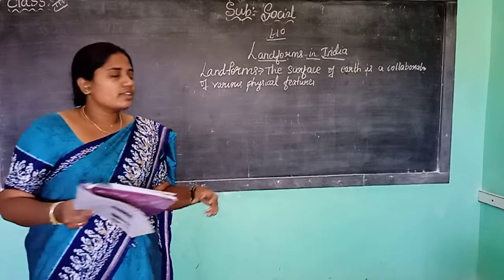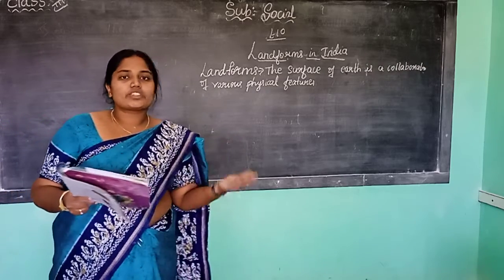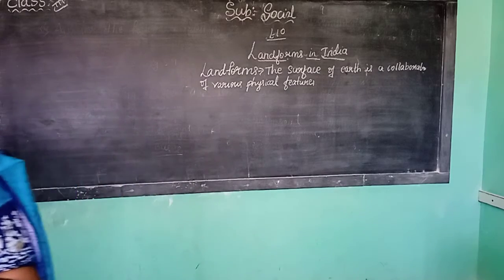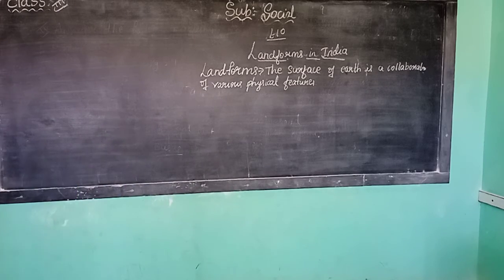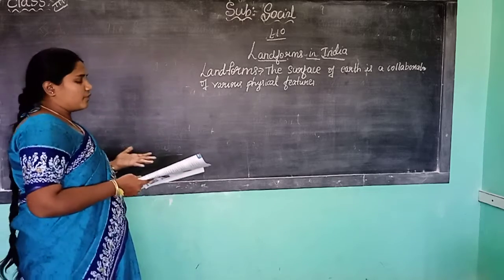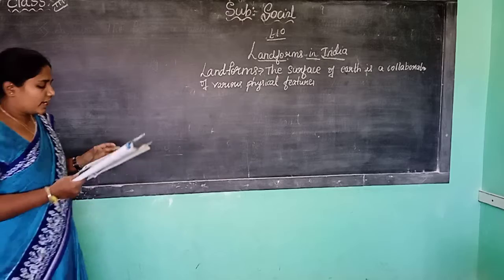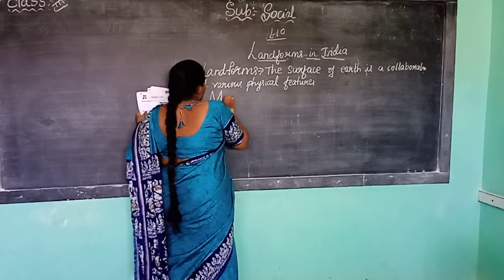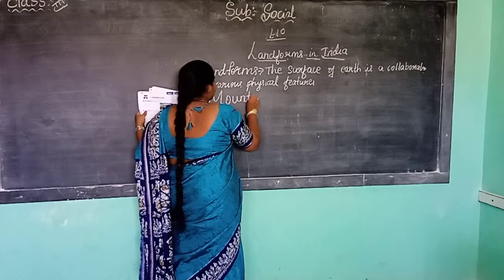Some landforms will take millions of years to appear. So there are many types of landforms on the earth's surface. Following are some of the common types of landforms and their characteristics. There are so many landforms. Here they have given some names. So the first one is what? Mountains. What does mountains mean?